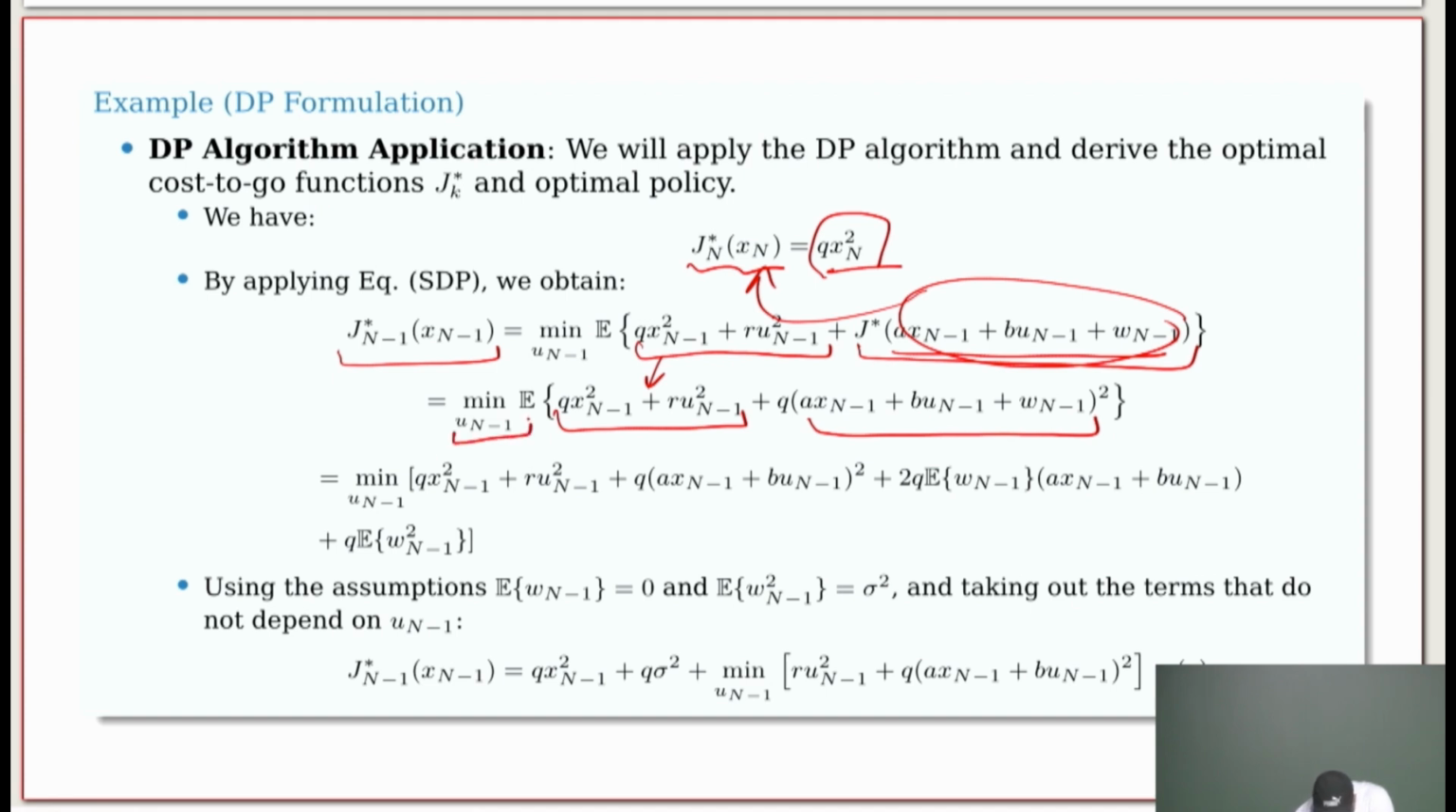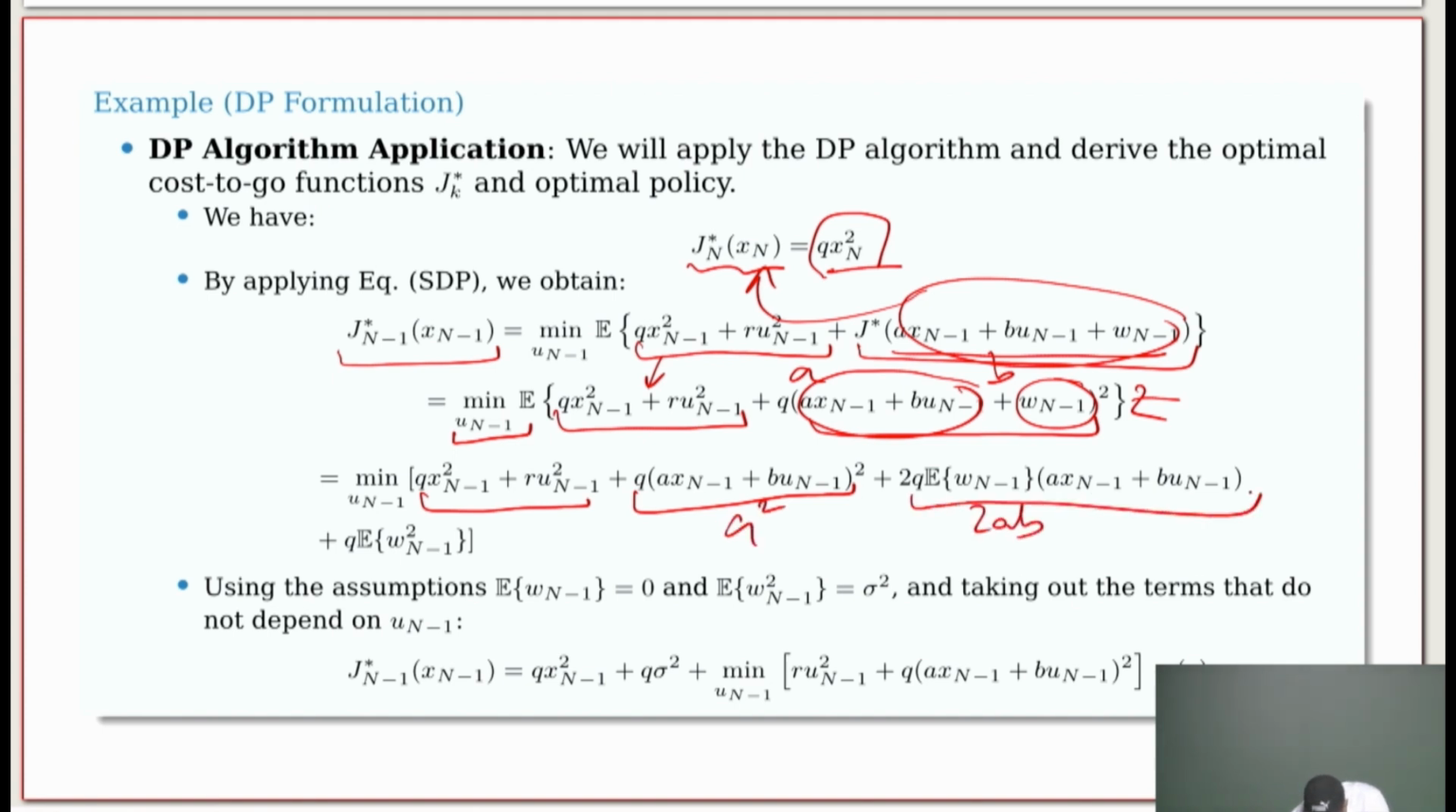So we do some simplifications here. Basically, this term remains the same, and then we take q common. We expand this term here. You take this as a, and you take this as b. Then apply the (a plus b) whole squared formula, so then we have a squared plus 2ab plus b squared.